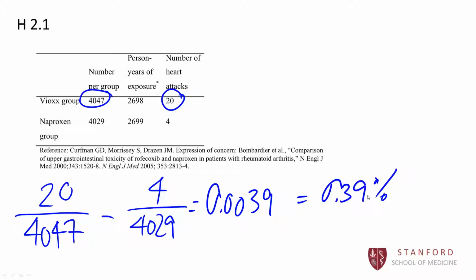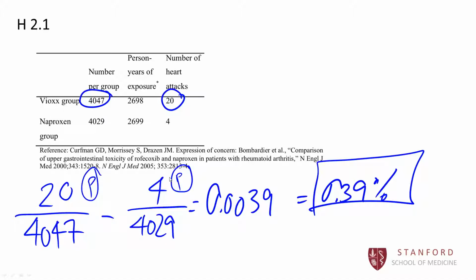0.39%. Okay, so this is the absolute difference in the risk of heart attacks for each group, and that's because this is the probability of a heart attack in the Vioxx group essentially, and this is the probability of a heart attack in the naproxen group.